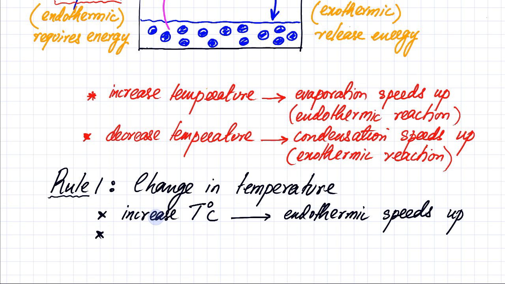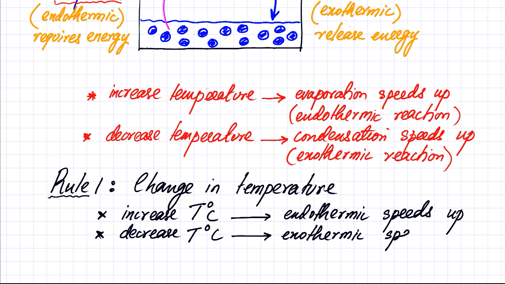And vice versa, if we decrease temperature, then our exothermic reaction speeds up. So these are our two basic rules that we will use whenever we deal with a change in temperature. So you shouldn't forget these two rules. So this is the first rule, which deals with the change in temperature.